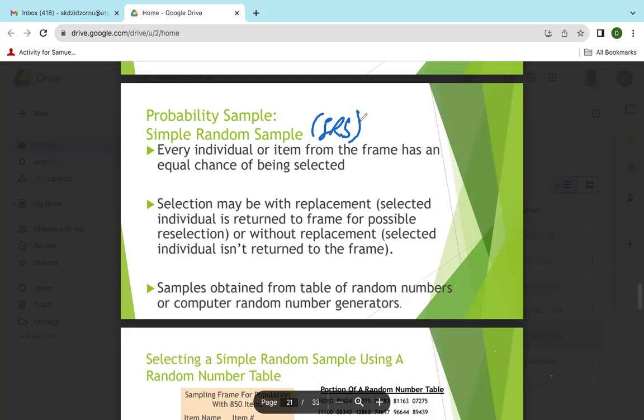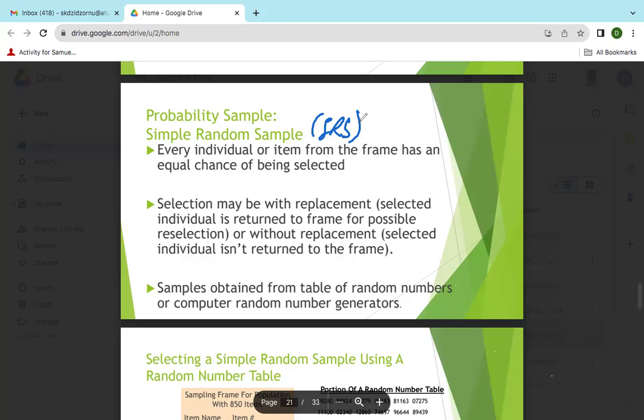Technically, we'll say that simple random sampling is a type of probabilistic sampling which involves the shuffling of the population followed by successive selections. So we can do this in two ways, depending on what happens to every unit that we do select.